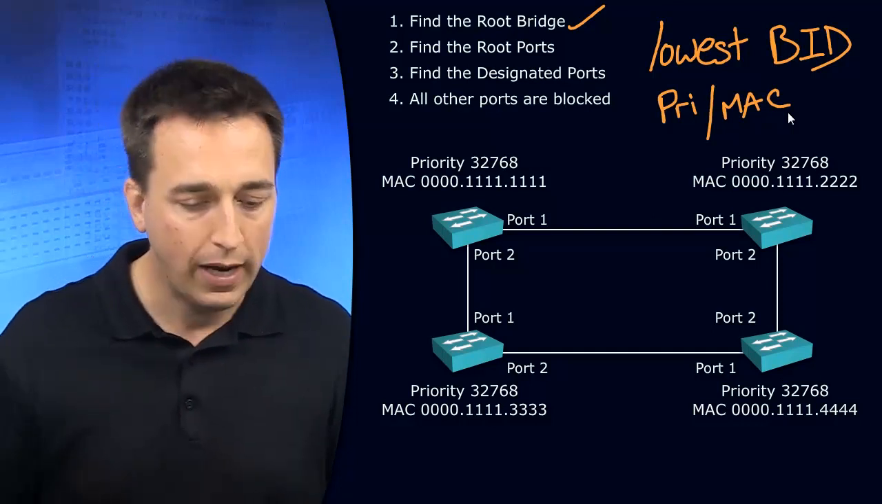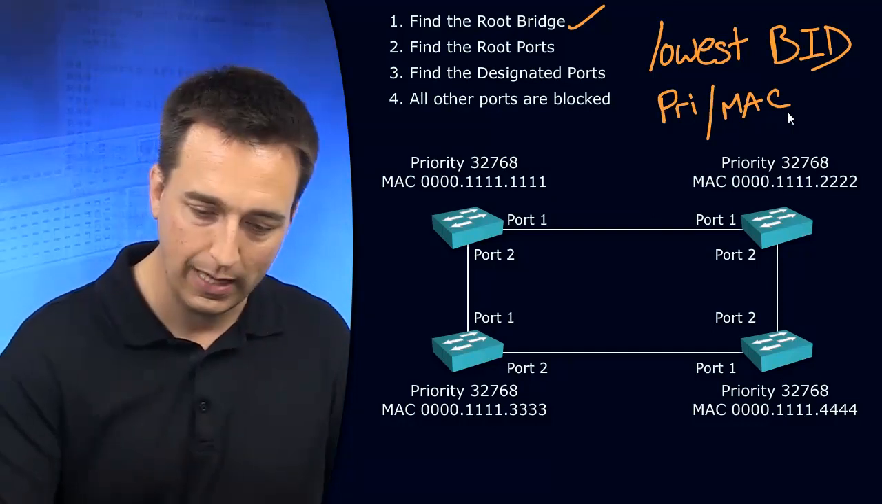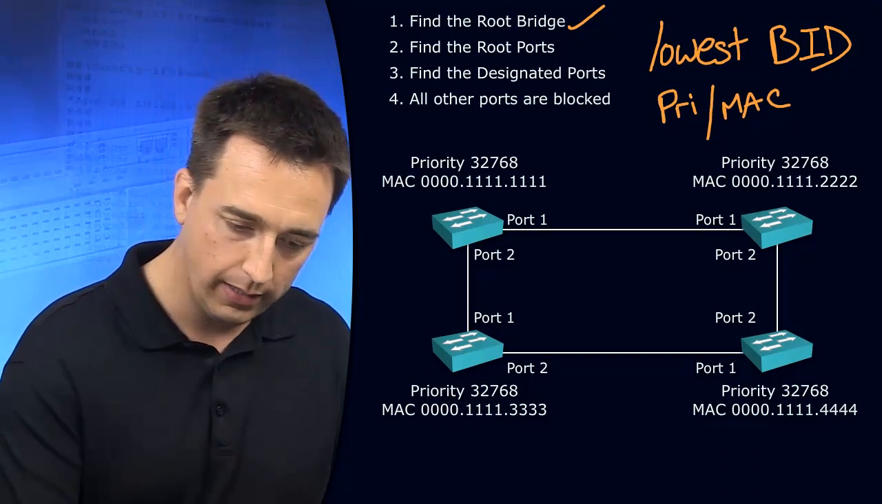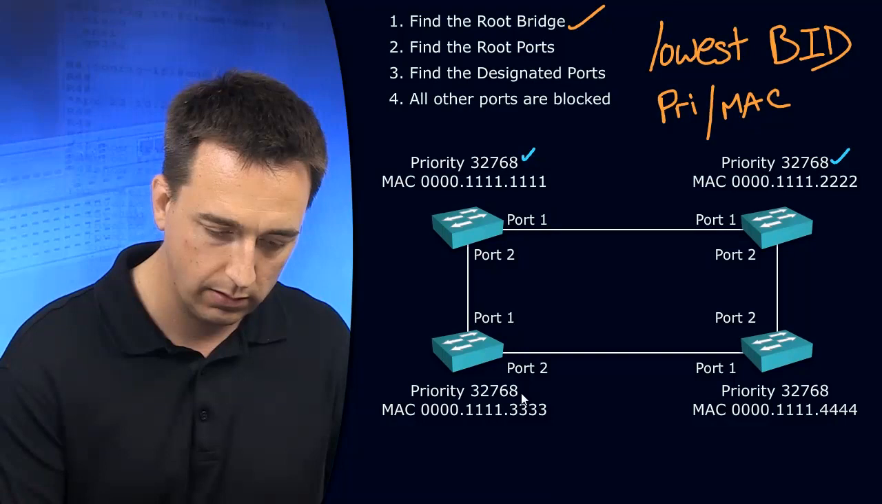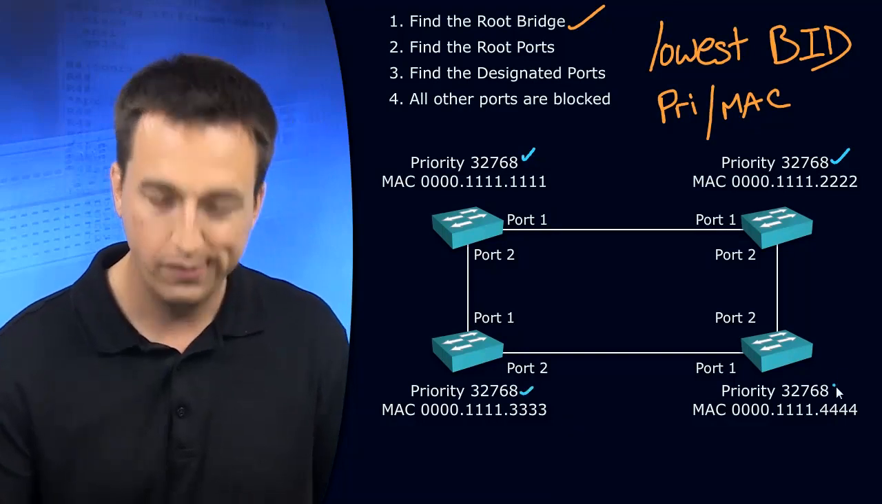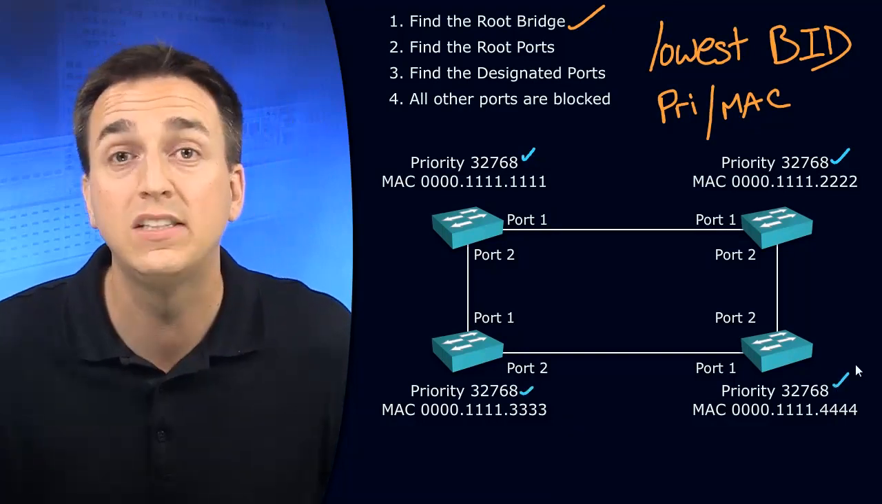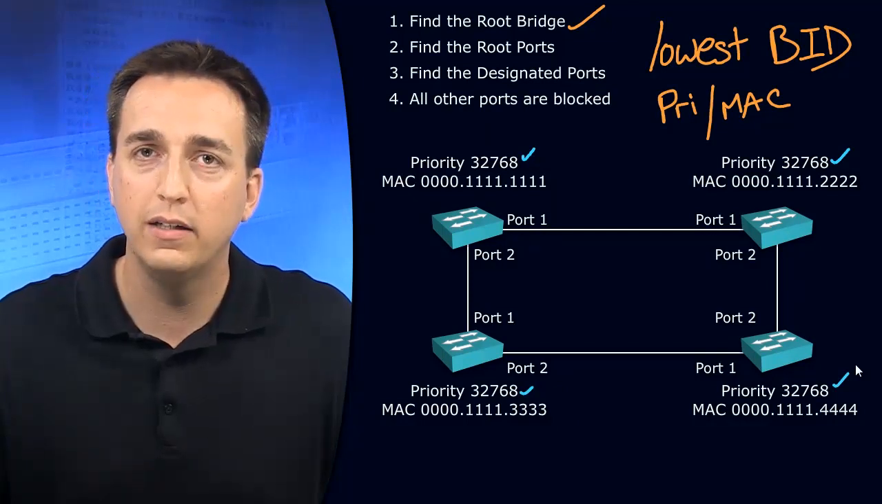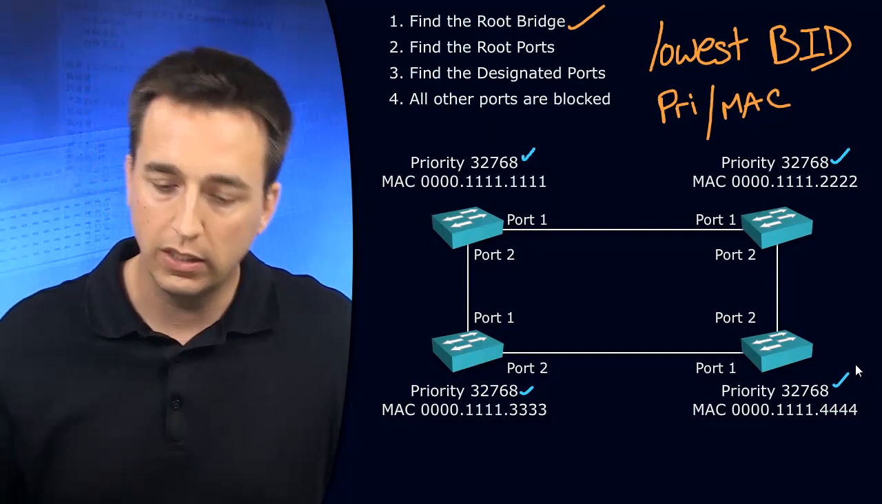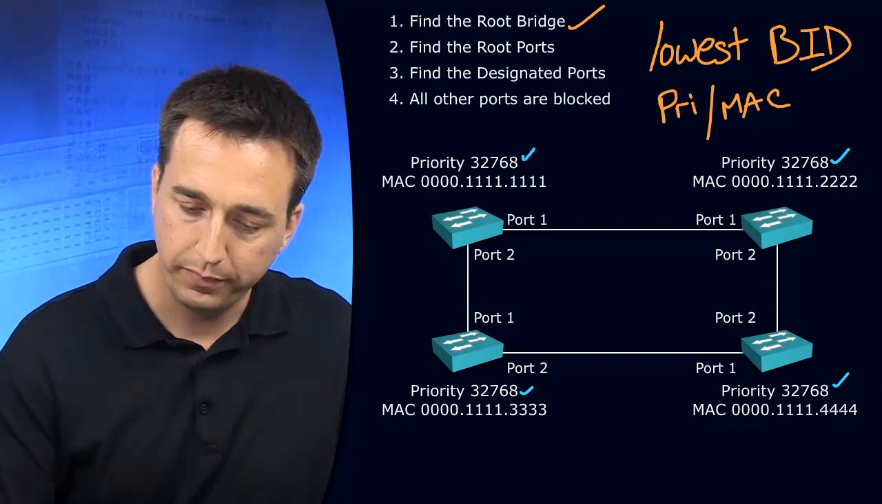Priority. Who has the lowest priority? Well, when I examine this right here, I see 32,768, 32,768, 32,768, 32,768. It's tied amongst all 4 of them. So now we have to break the tie with the MAC address.